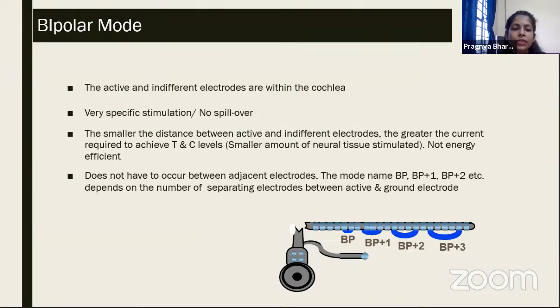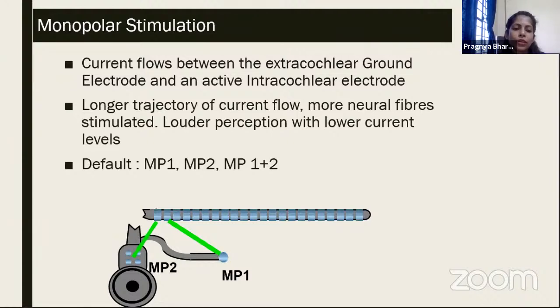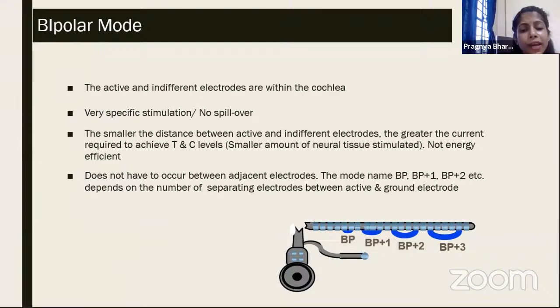The main advantage of using a monopolar mode of stimulation is that the current travels a longer trajectory from one of the intracochlear electrodes to a ground electrode outside the cochlea. So it is able to stimulate a larger group of nerve fibers in its trajectory, and that allows for a louder intensity perception with a smaller amount of current. So it is current efficient, and hence it is applied most commonly by most of the manufacturers. Next is the bipolar mode of stimulation.